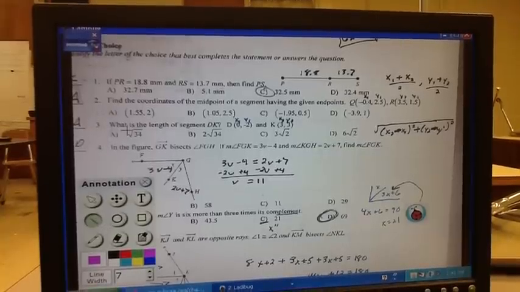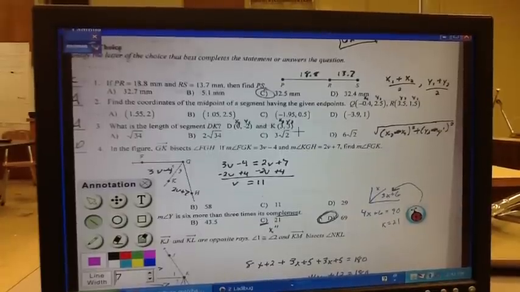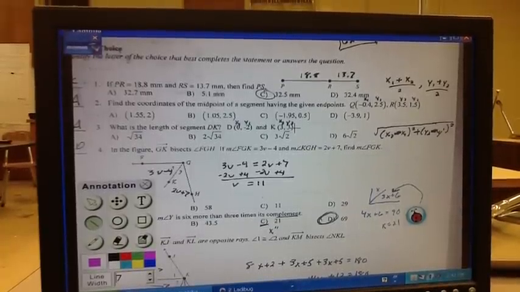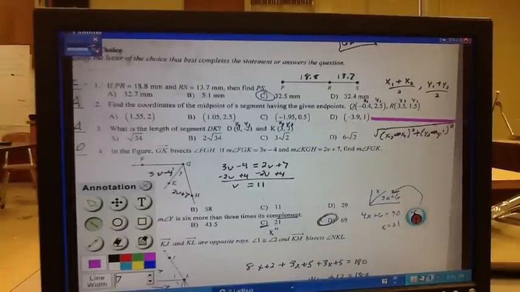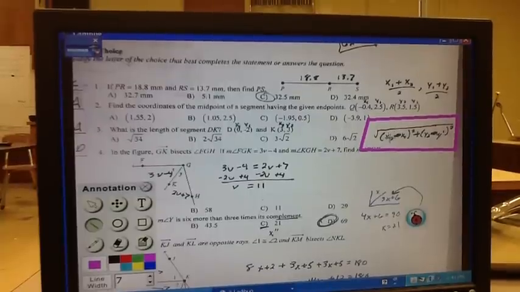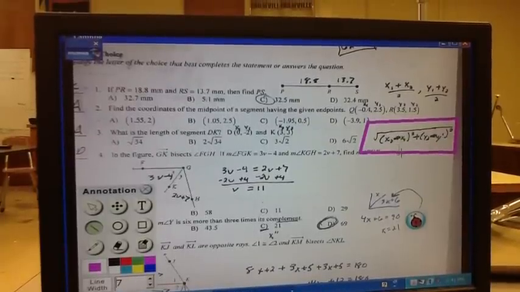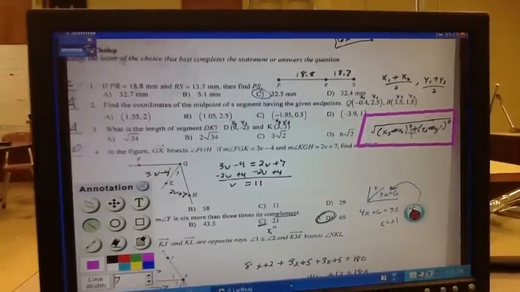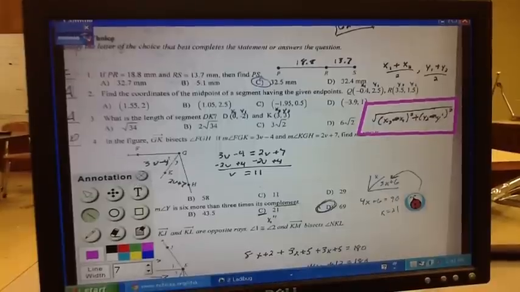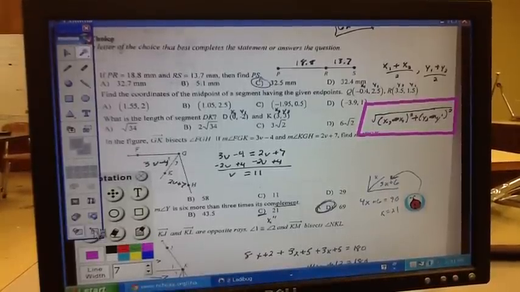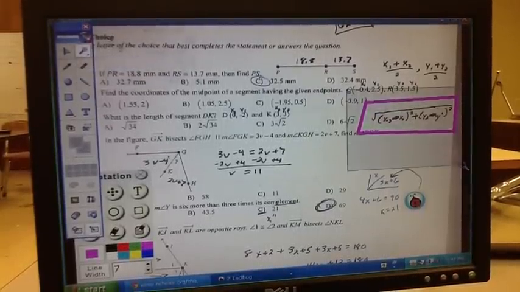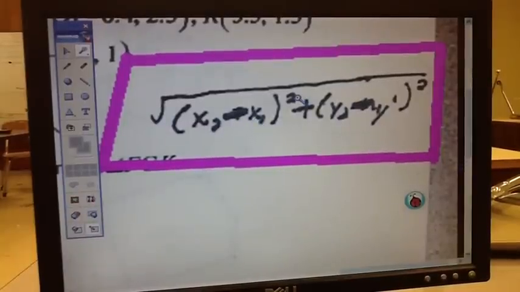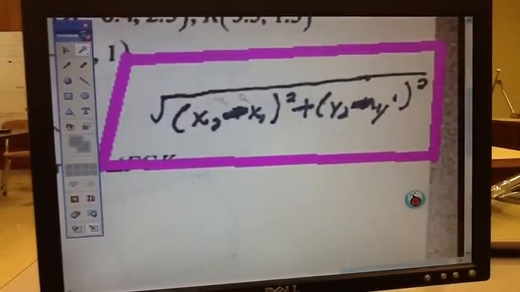Alright, on number 3, find the length of the segment of D to K. It gives you point D and point K. You could go through and write these down and draw them on your picture. Main easiest thing is right here with the distance formula. Don't mess up. We got X2 minus X1. See, I almost even messed up with that. I almost put plus. The plus is in the middle, so we got X2 minus X1 squared plus Y2 minus Y1. Let me go ahead and zoom in on that for you to make sure you can see it. Alright, X2 minus X1 squared plus Y2 minus Y1 squared. Don't forget to do the square root of that.